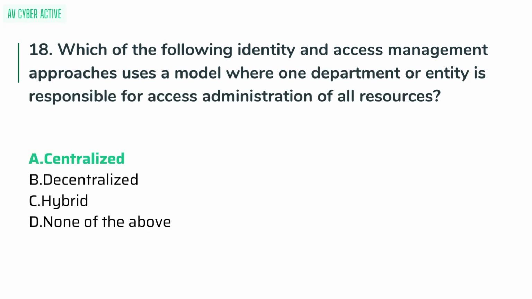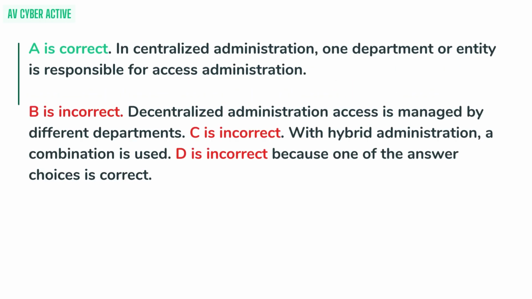A is correct. In centralized administration, one department or entity is responsible for access administration. B is incorrect. In decentralized administration, access is managed by different departments. C is incorrect. With hybrid administration, a combination is used. D is incorrect because one of the answer choices is correct.